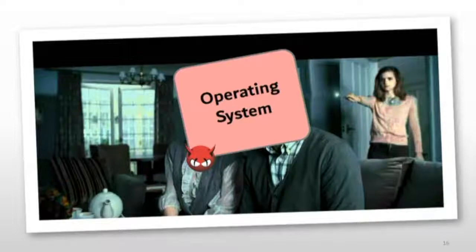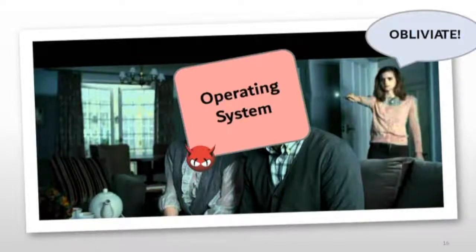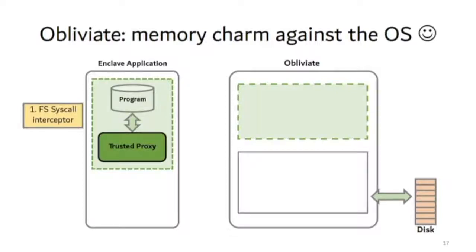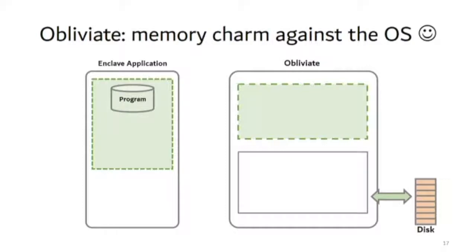So in our scenario, Hermione is again going to say Obliviate, and we want the operating system, which is exploiting all these side channels, to start crying and not be very happy with his or her life anymore, the attacker. So Obliviate is technically a memory charm against the operating system. And in this scenario, let me walk through exactly what Obliviate would do and how it would secure everything.